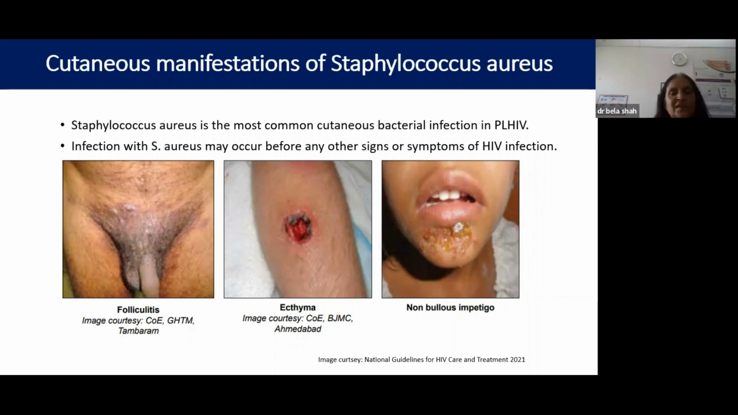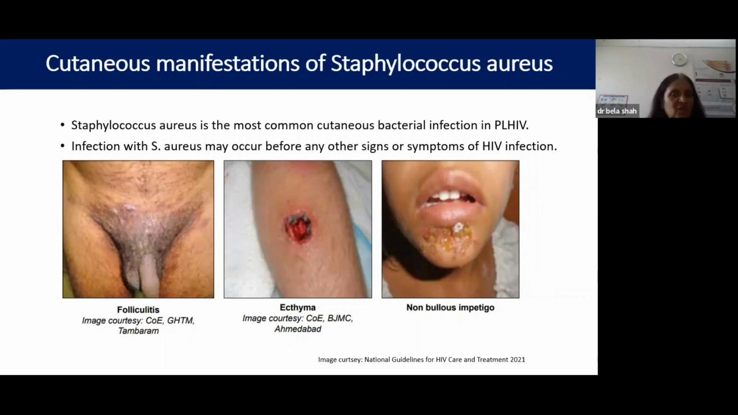As you can see in the second picture, that is a deep necrotic ulcer, which is covered with crust. When you remove the crust, it will show the underlying ulcer, which is known as ecthyma. That is again caused by Staph aureus. Mostly a single lesion will be seen and the patient will have slightly delayed healing and it will result in a scar at times.